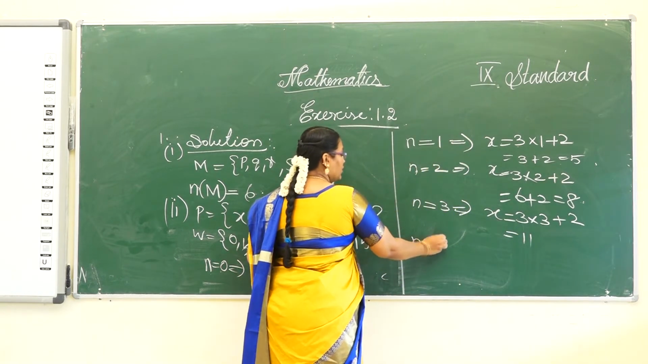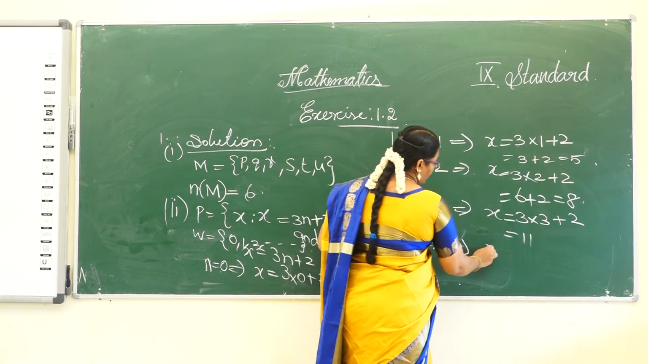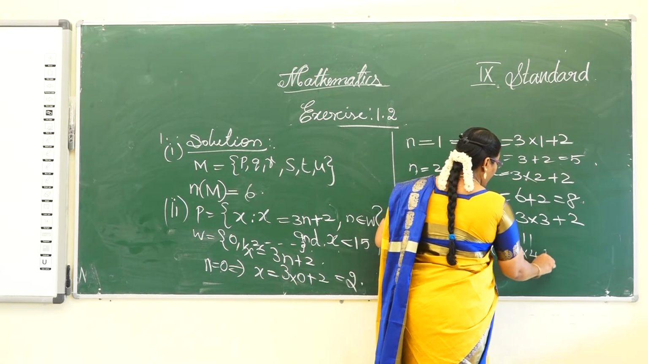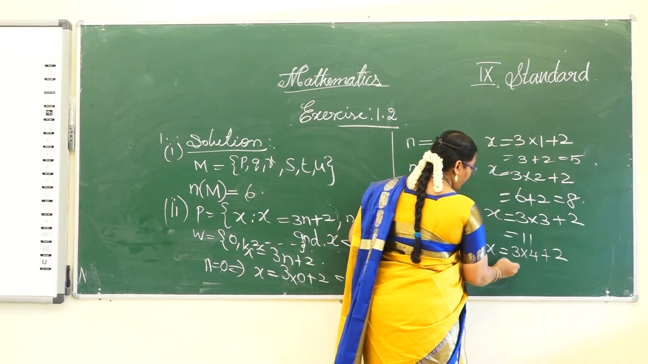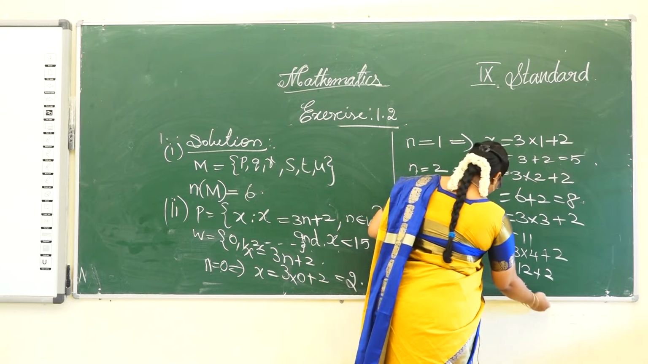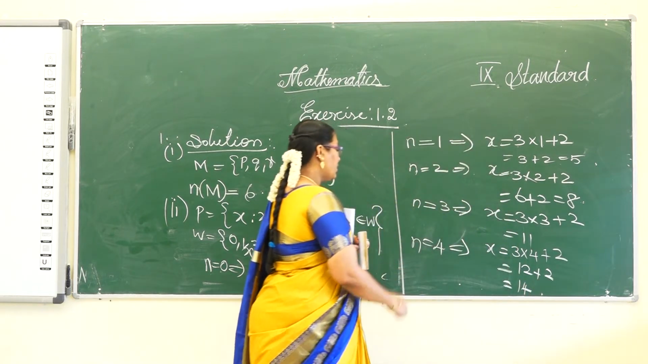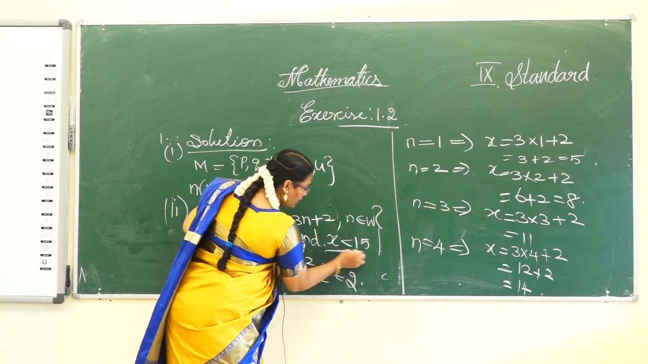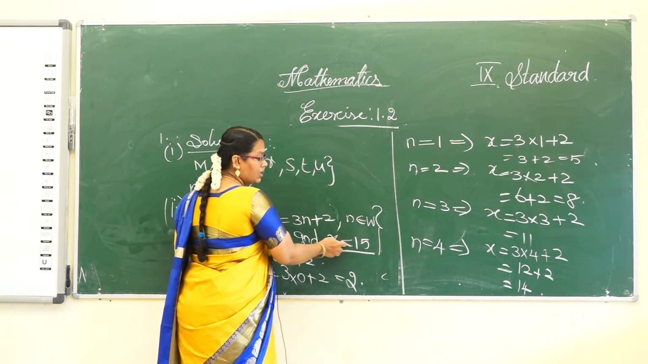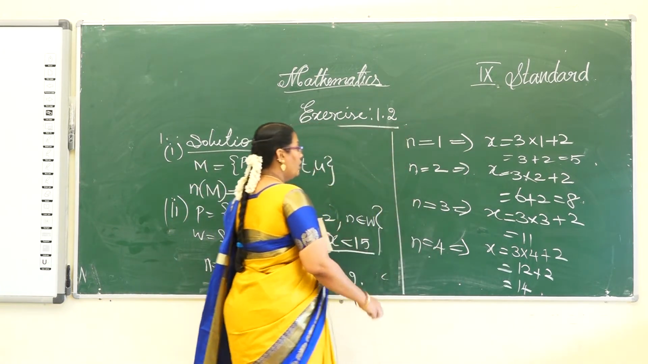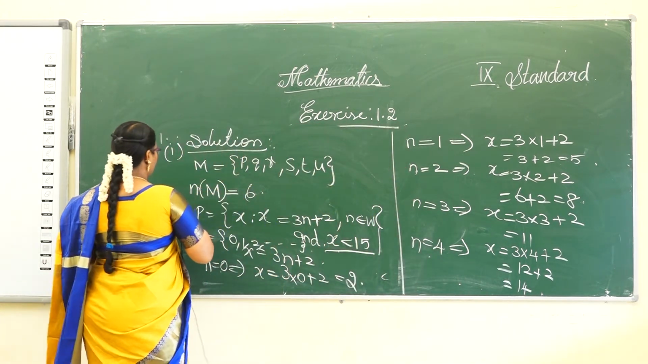And n is equal to 4. So x equal to 3 into 4 plus 2. So 3 fours are 12 plus 2, 14. And next, 5 substitutes give more than 15. Here one of the conditions is given, x is less than 15 only. So we stop with n equal to 4. Now listing the elements.